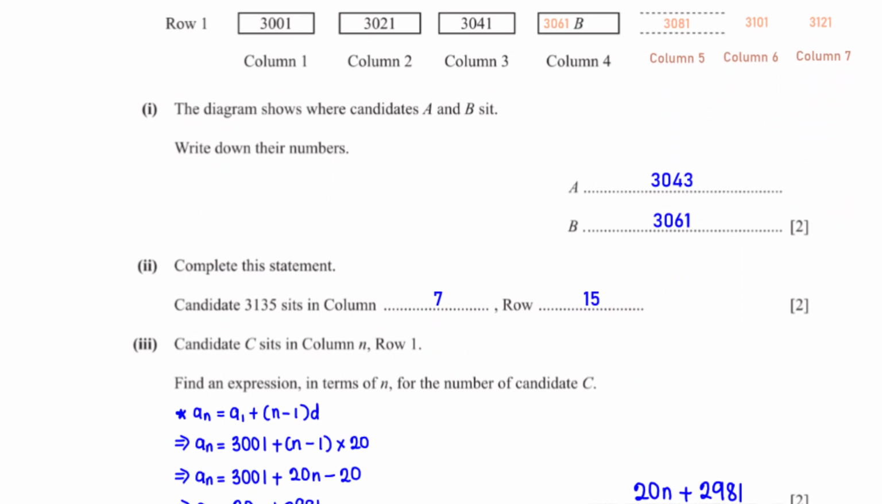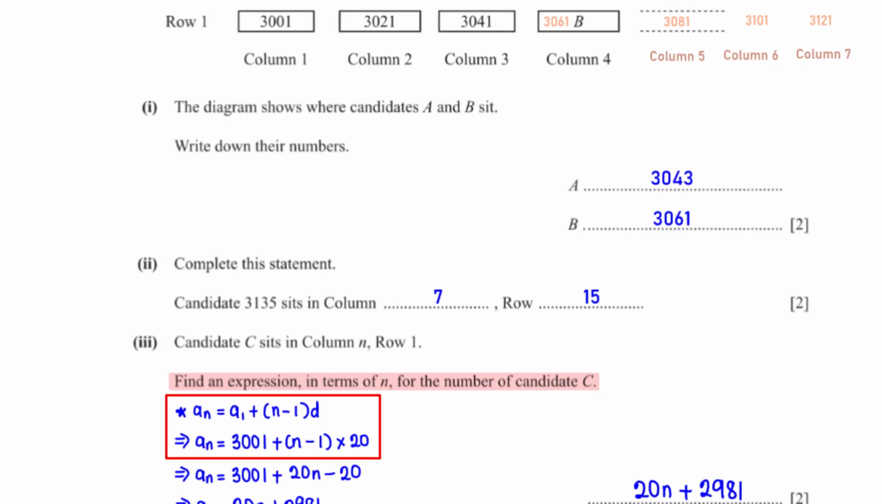Candidate C sits in column n, row 1. Find an expression in terms of n for the number of candidate C. The numbers in each row, including row 1, have a constant difference of 20 between them, so we can use this formula to get the nth term. A1, which is the first number, is 3001. D, which is the common difference, is 20.